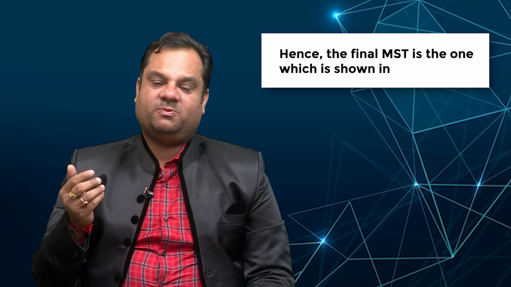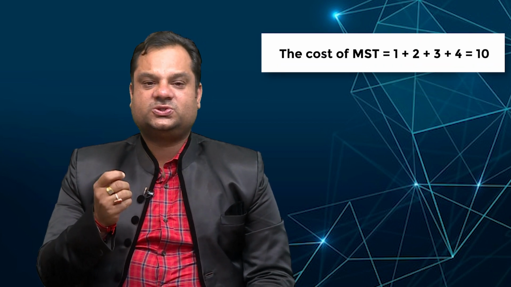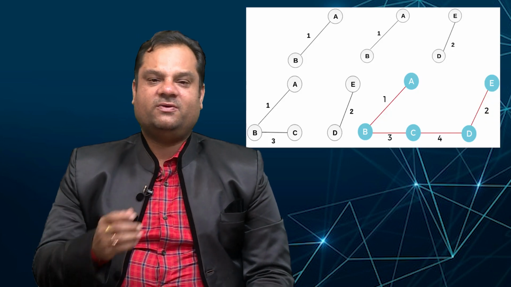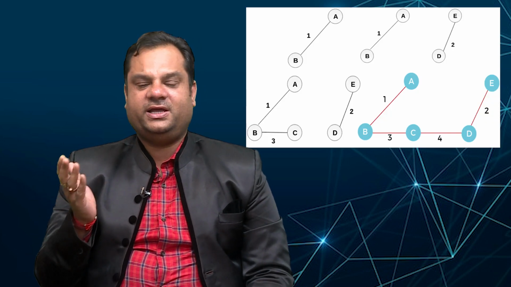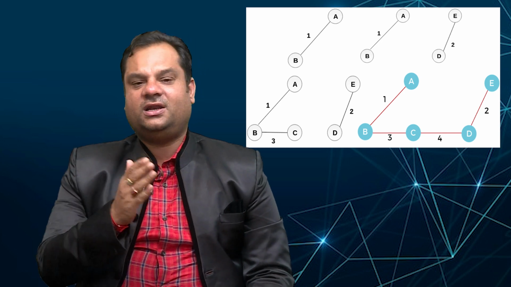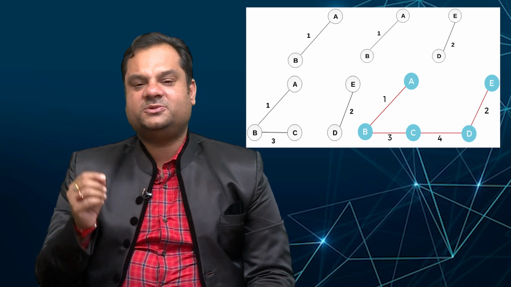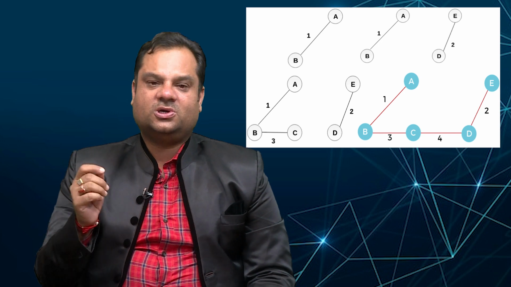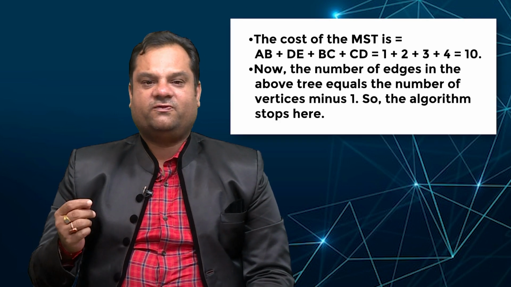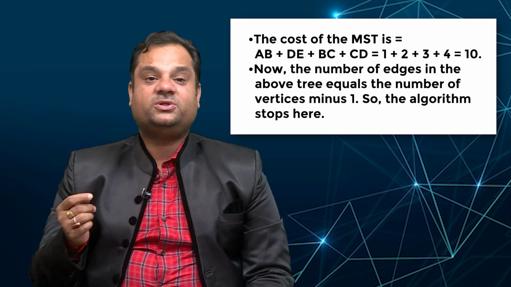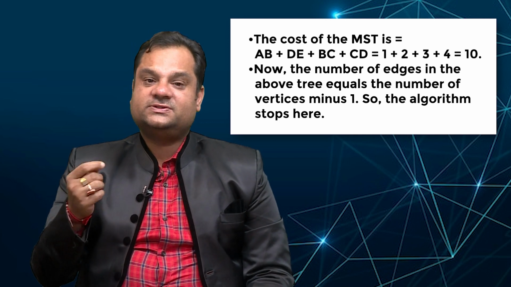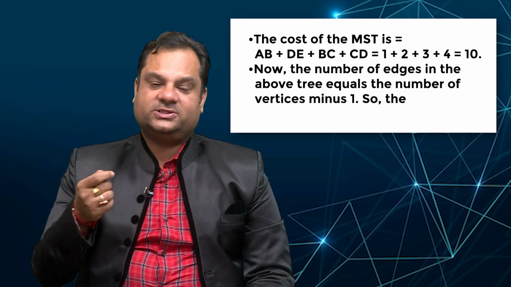So in step 4, the cost of the minimum spanning tree is 1 plus 2 plus 3 plus 4, which equals 10. So we connect all the vertices, and the last item represents the minimum spanning tree cost, where the total cost is 10. The number of edges in the above tree equals the number of vertices minus 1. So the algorithm stops here.